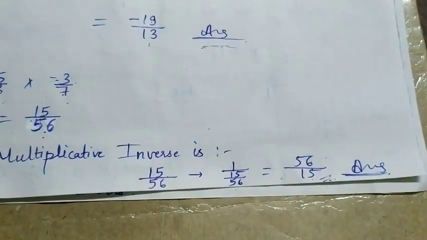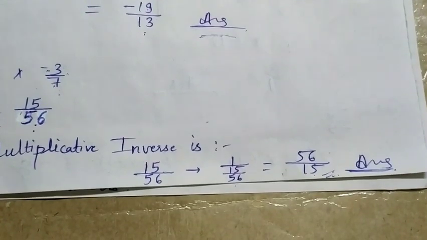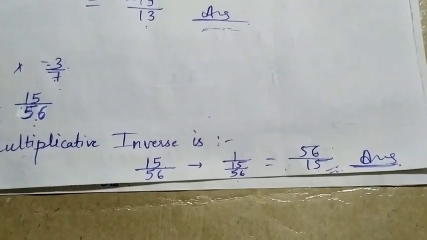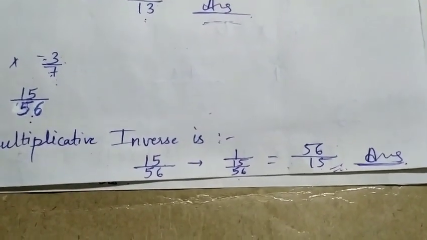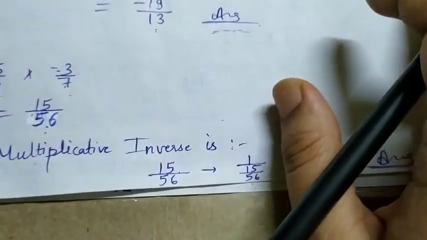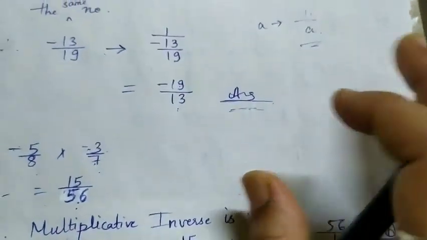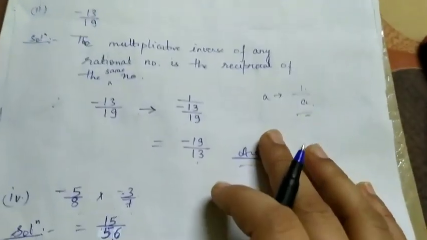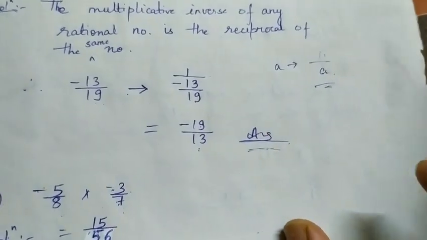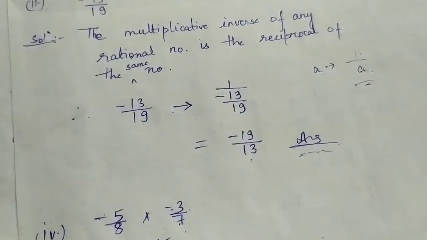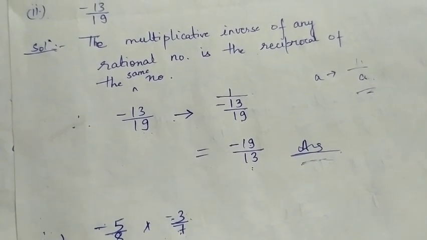So with this we have completed reciprocal, multiplicative inverse and additive inverse. Now with this we have completed 4 questions, and I want you to solve all the questions in your fair copies, as I have shown you here. So now moving to question number 6.